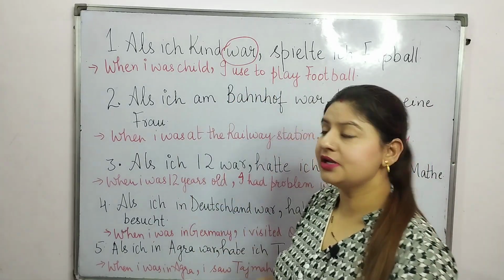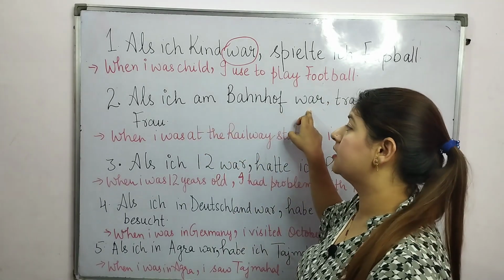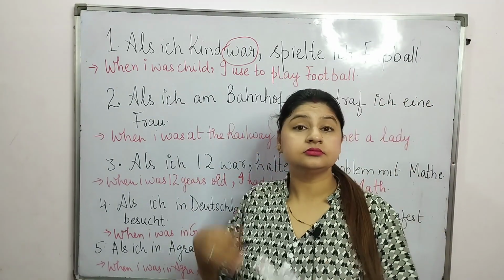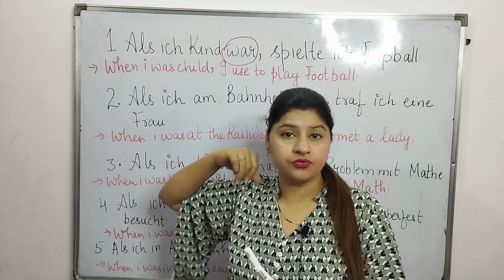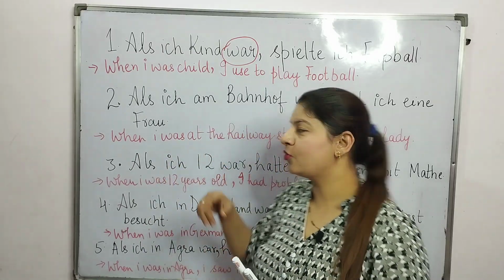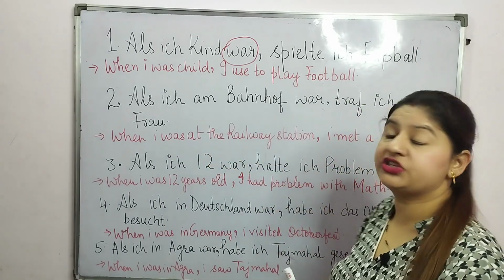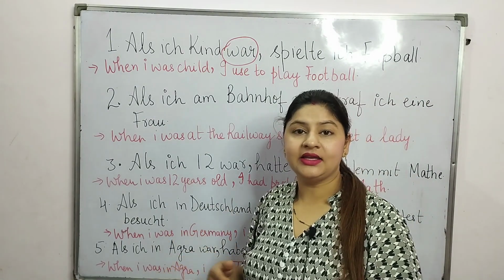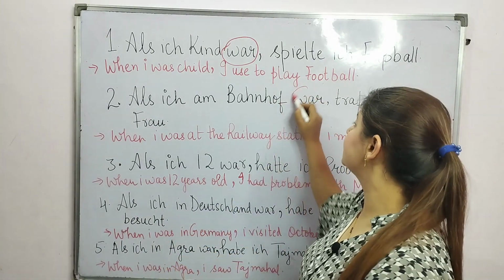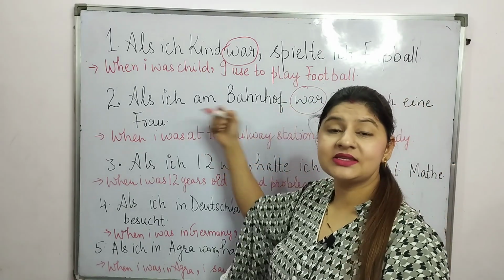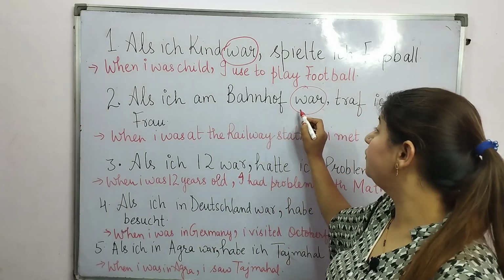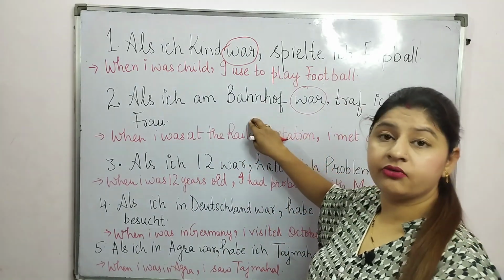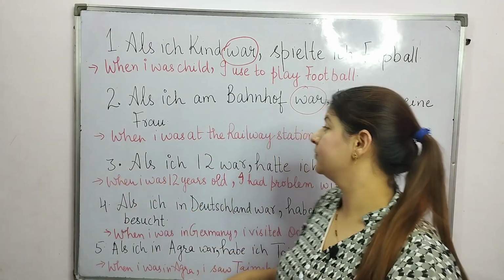So let's see the second example. Als ich am Bahnhof war, traf ich eine Frau. When I was at the railway station, I met a lady. Again, we can see here the verb is at the end and here we use the past form, war, past form. So again this activity is done in the past.